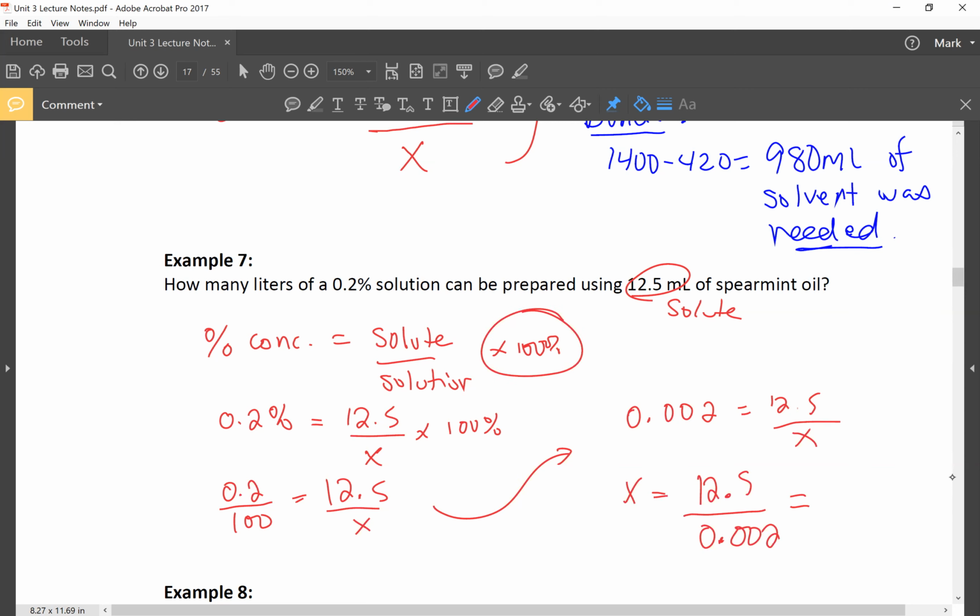The 100% is what I'm using to change this into a decimal. So 12.5 divided by this number, and I'd get a big number here, 6,250 milliliters. We will prepare 6.2 liters or 6,250 milliliters.